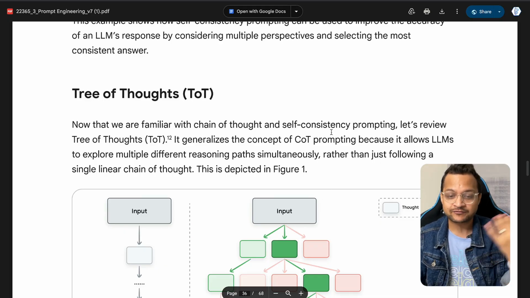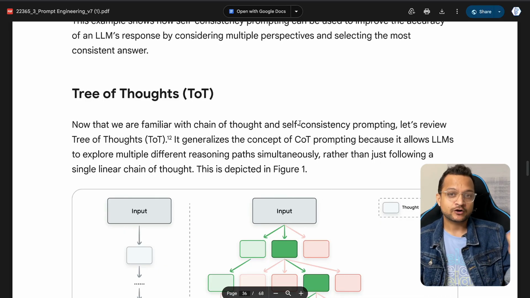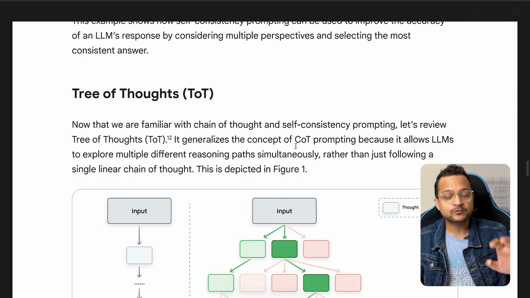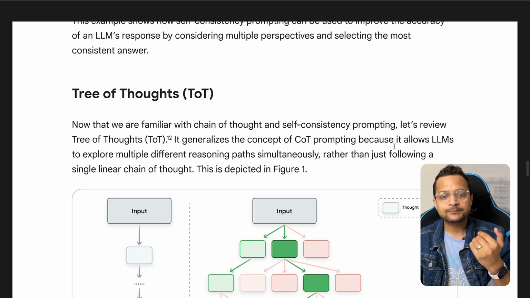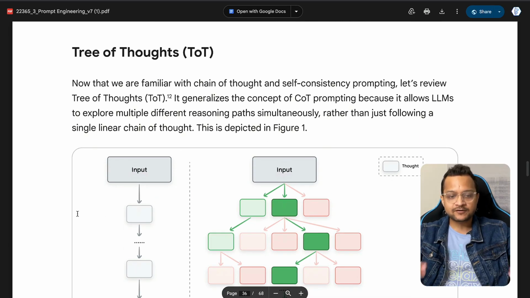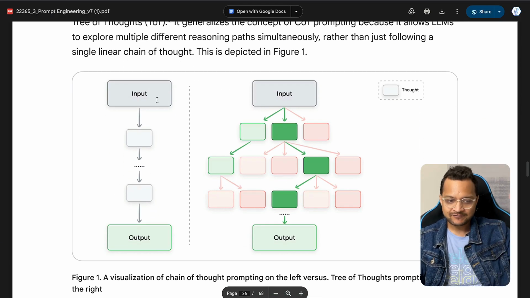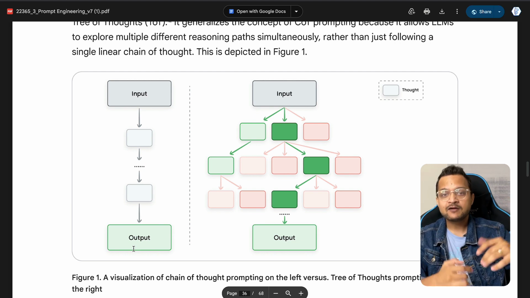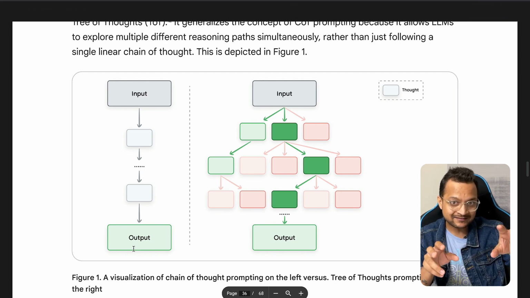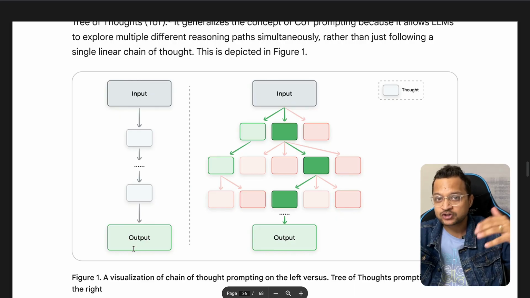So, tree of thought. After chain of thought, it says, now that we are familiar with chain of thought and self-consistency prompting, let's review tree of thought. It generalizes the concept of chain of thought prompting because it allows the LLM to explore multiple different reasoning paths. See what happened with chain of thought? We have an input and an output, but in between we have different steps. One step is completed, then we go to the next step. So there is a chain of different steps, or maybe we can call it a chain of different thoughts.